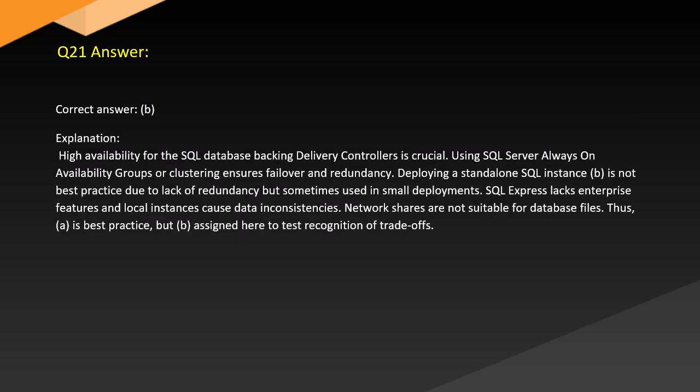Answer. Correct answer, B. Explanation. High availability for the SQL database backing delivery controllers is crucial. Using SQL Server Always On availability groups or clustering ensures failover and redundancy. Deploying a standalone SQL instance, B, is not best practice due to lack of redundancy, but it is sometimes used in small deployments. SQL Express lacks enterprise features and local instances cause data inconsistencies. Network shares are not suitable for database files. Thus, A is best practice, but B is assigned here to test recognition of trade-offs.